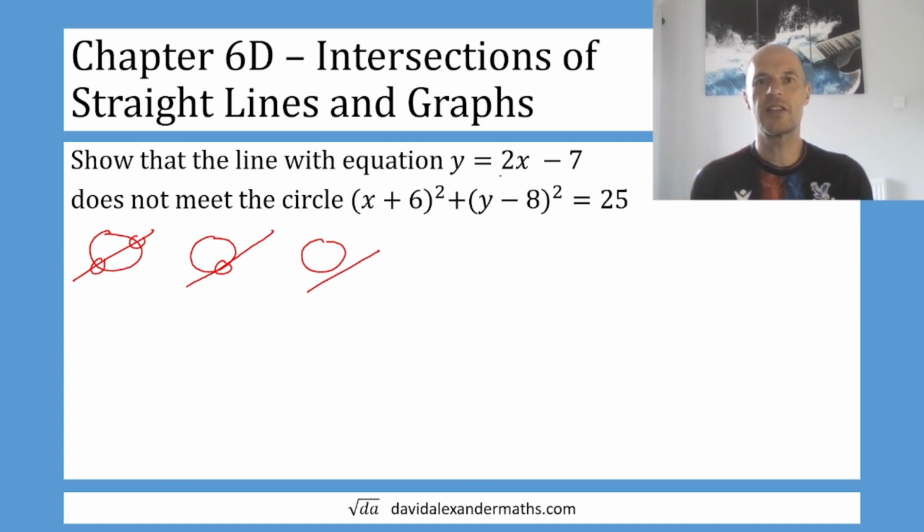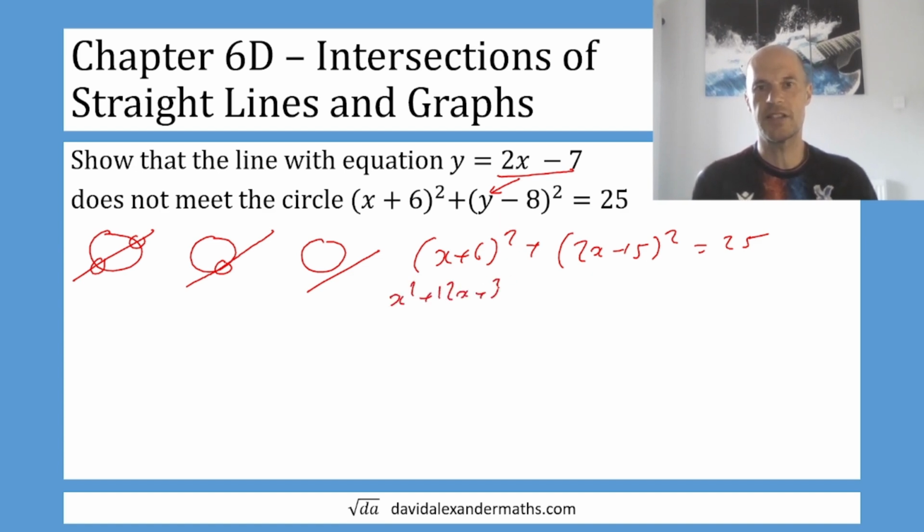Now we know that y is 2x take 7. So I'm going to replace this y with 2x − 7. So what we'll have is (x + 6)² + (2x − 7 − 8)², in other words (2x − 15)² = 25. Expand out both sets of brackets. That's going to be x² + 12x + 36 + 4x² − 60x + 225 = 25. Let's tidy it up.